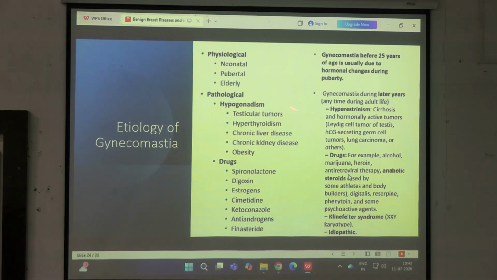And the hyperestrogenic states result from cirrhosis or chronic liver disease, and they can be from estrogen secreting tumors like Leydig cell tumors, HCG secreting germ cell tumors, or lung carcinoma. From these effects there can also be gynecomastia in adults. These are the etiologies.